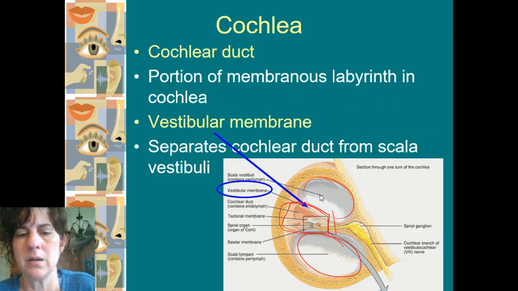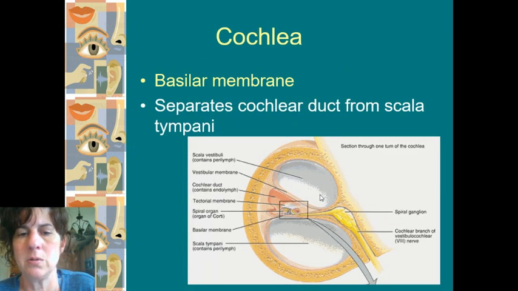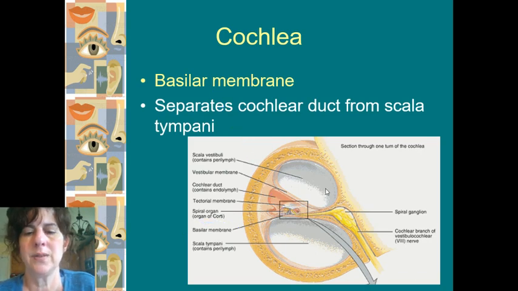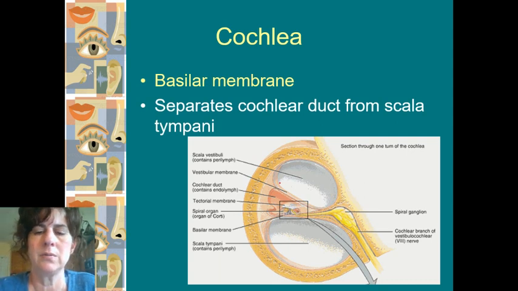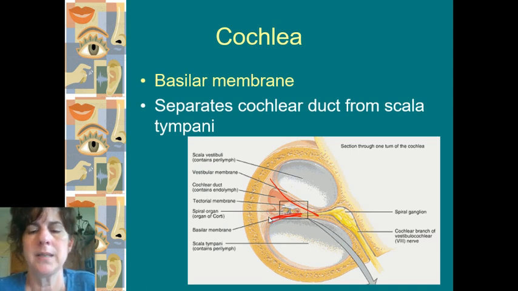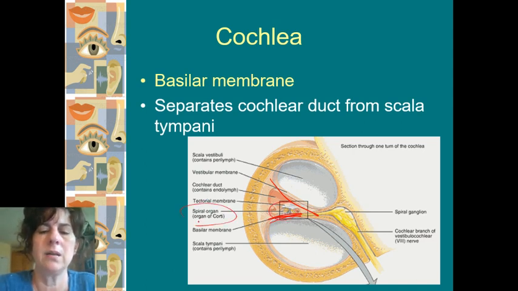There's all these membranes in here. You don't really need to know all those membranes, but you do need to know the really important ones. So the top membrane is the vestibular membrane, top vestibular, because vestibuli. The bottom membrane is the base, so it's the basilar membrane. And basically housed in here is that organ of Corti.